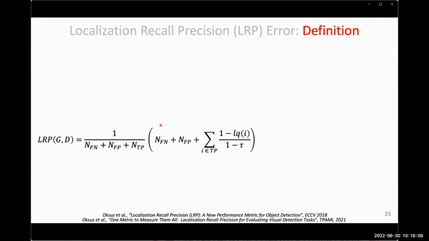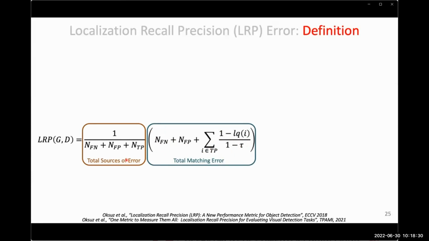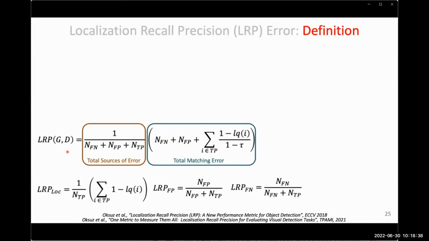LRP error includes number of false negatives, number of false positives, and a localization error for each true positive normalized with respect to 1 minus localization threshold tau. We can call this part total matching error, which is normalized by the total source of error in order to make sure that LRP takes values between 0 and 1. We can rewrite LRP error as a summation of three components: a localization component, a false positive component, and a false negative component.